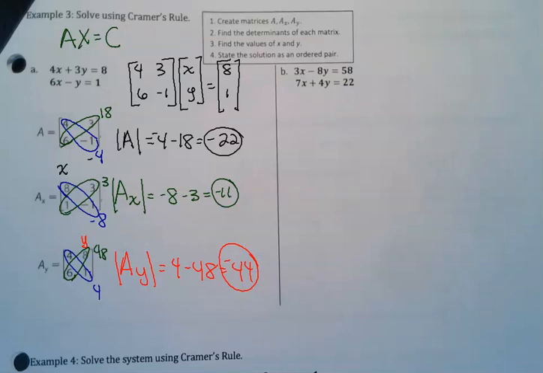So the part that's not on here is solving it. To find x, remember x equals the determinant of A sub x divided by the determinant of A. Well, A sub x is -11 divided by the determinant of A, -22. So this equals 1/2 for x.